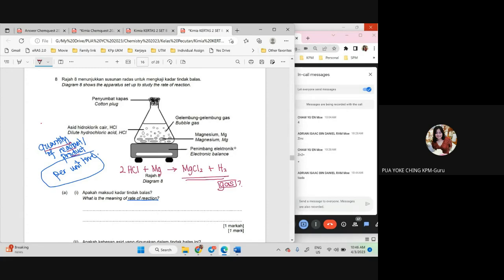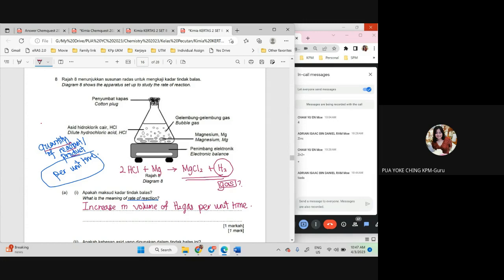Sebab yang gas adalah paling senang measure. You can calculate the volume of gas. So you have hydrogen here. So your rate is, this is product, right? Kalau product, then dia akan increase in volume of H2 gas per unit time. Ini kalau soalan yang jenis macam ni lah.